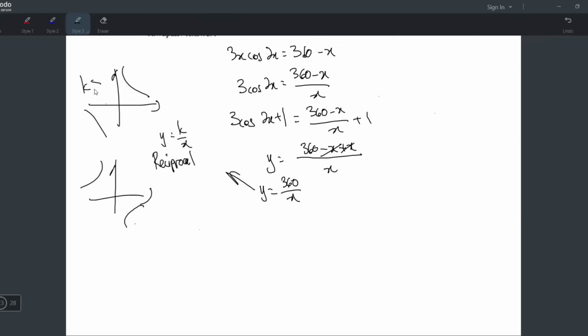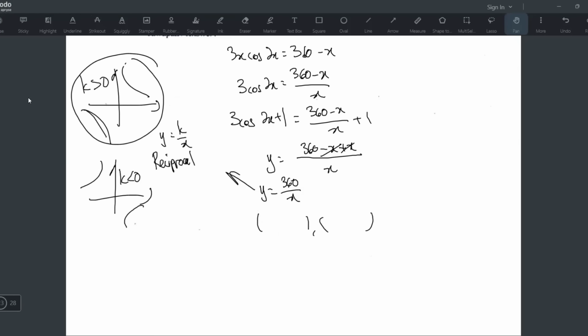So let's say the k is positive, it will look like this. This one is when k negative. Okay, this one is k positive. So definitely it will be like that lah. Okay, but we have to find points to draw it, and it will be a curve like that. All right, you cannot sub x0 because if you sub x0, 360 divided 0 is math error. Yeah, because the reciprocal graph never touches the y-axis and the x-axis. So you have to use some other points lah.